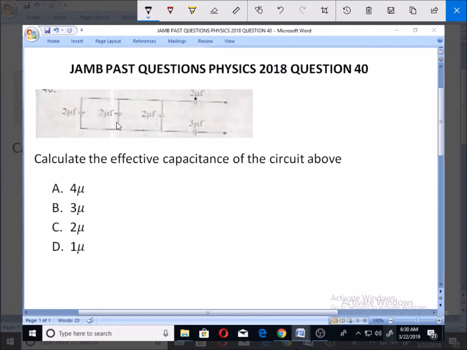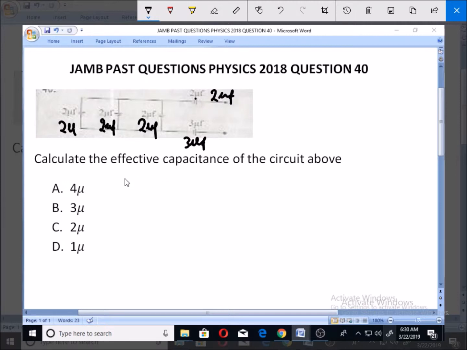So these three are in parallel. This 2 microfarad is in parallel with this 2 microfarad, also in parallel with this 2 microfarad, whereas these ones are in series with them. So we have 3 microfarad in series with the totality of these 3 plus this other 2 microfarad. So how do you calculate?